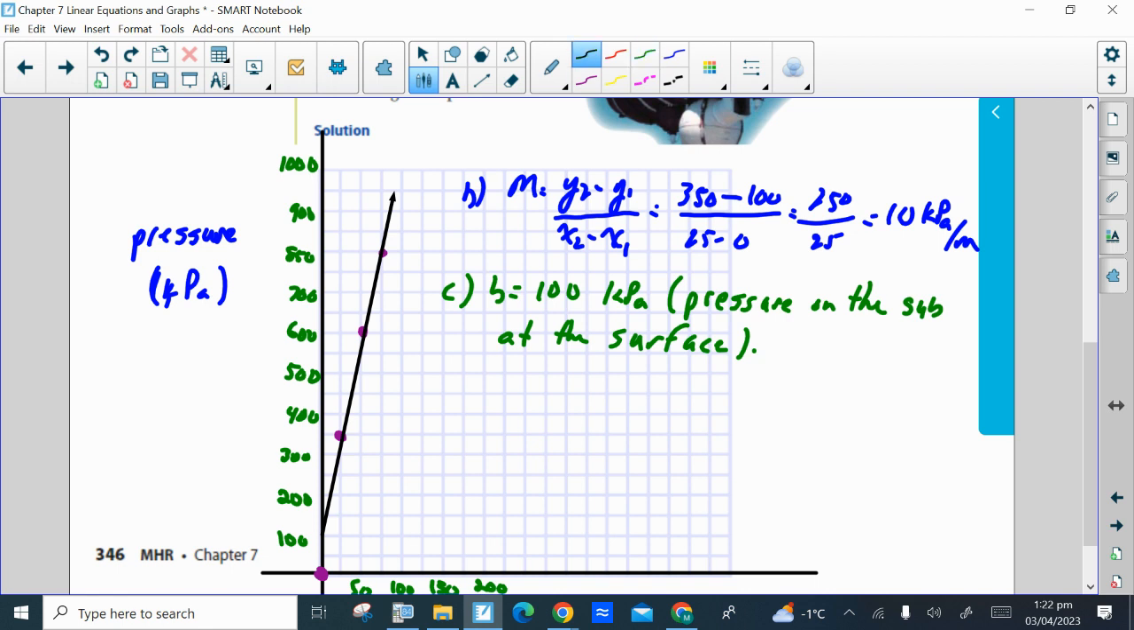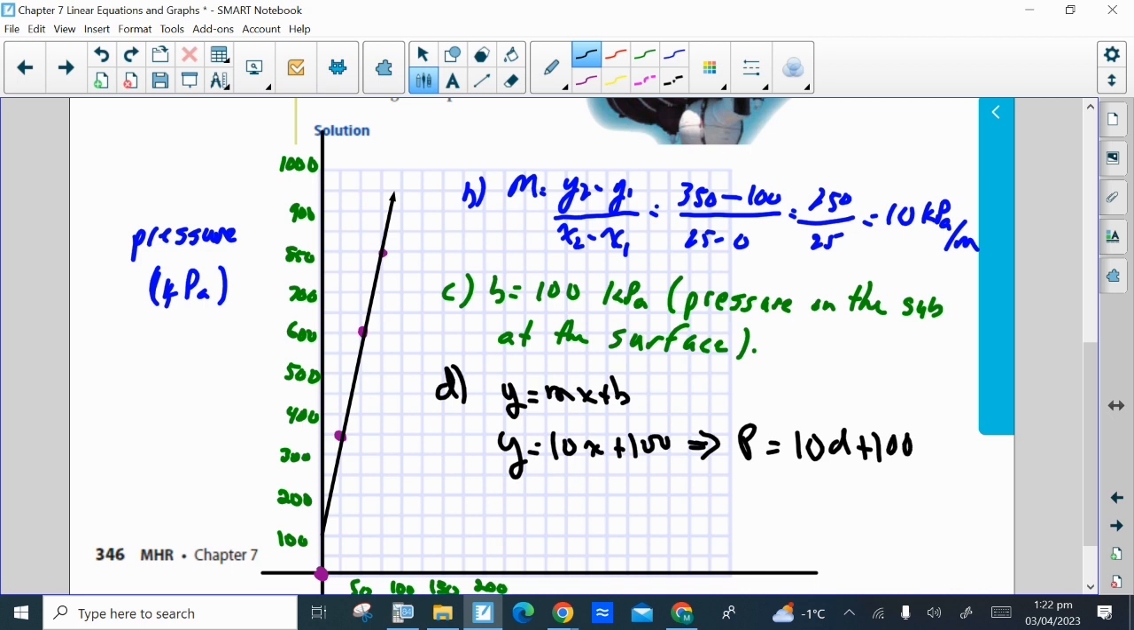So now that we have these two things, we can write the equation in y equals mx plus b form, where m is the slope, that is 10, and b, the y-intercept, is 100. Now the only thing we might do is maybe change the letters so that they are more representative of our actual situation. Instead of y, it'll be P for the pressure equals, and instead of x, it'll be D for depth. Don't have to do this, but it just kind of makes sense that the variables will be representative of what the actual situation is.